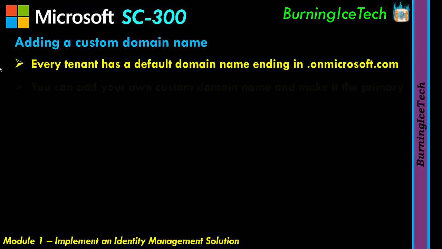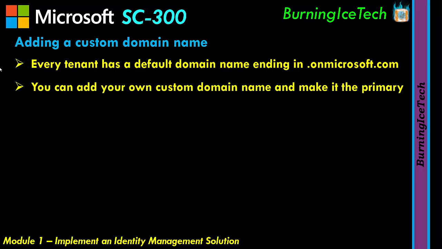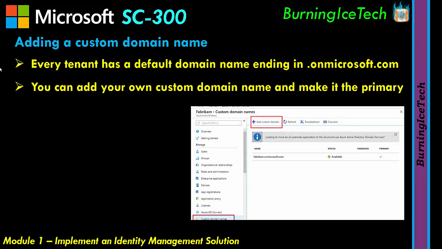Anyway, you can add your own custom domain name and make it the primary. Instead of this thing ending in .onmicrosoft.com, I mean, let's face it, that's very user unfriendly. It's unprofessional. It looks like a fly-by-night. Any company is going to start with that in the beginning. This applies to Azure. It applies to 365. You will start with that, the .onmicrosoft.com.